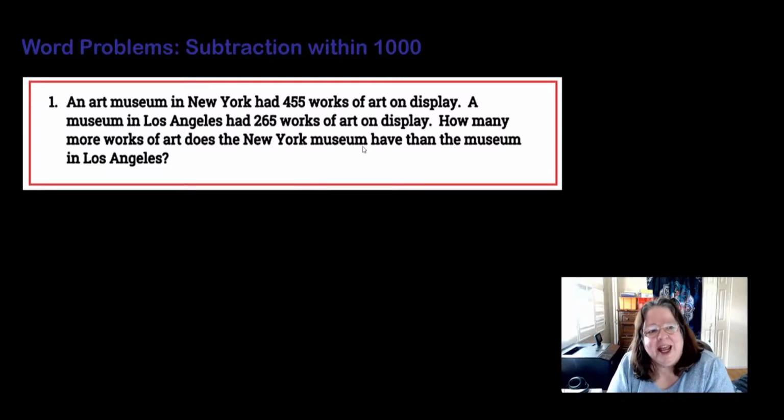Today we're looking at word problems, subtraction within 1,000. And this is problem number 1. It's taken from the student practice pages for Unit 1, Lesson 6. And it may or may not be one of the problems that you have assigned.